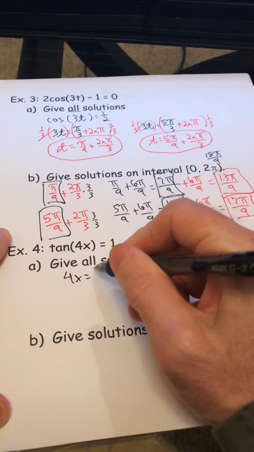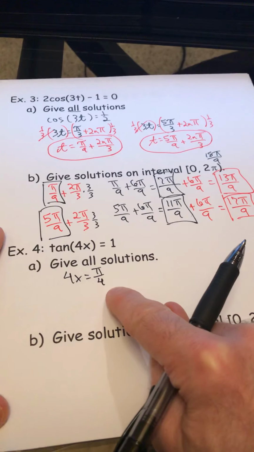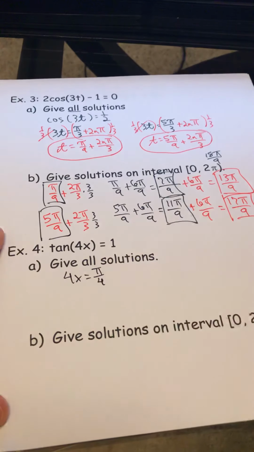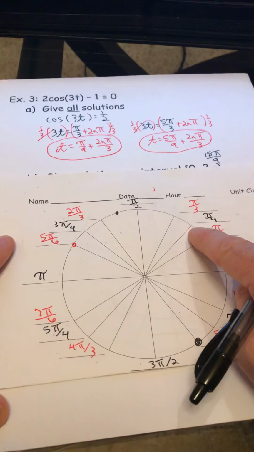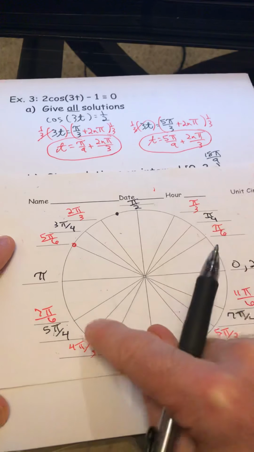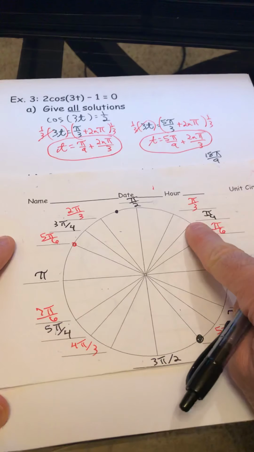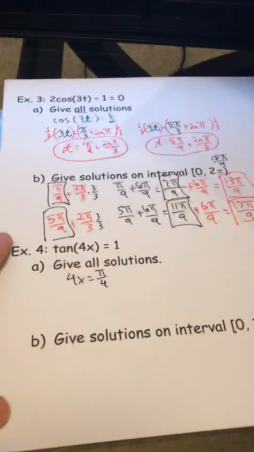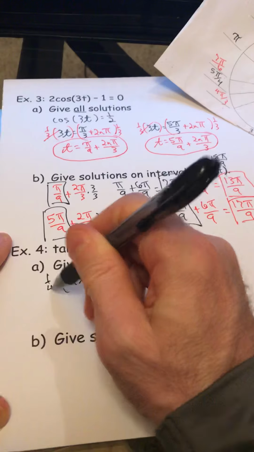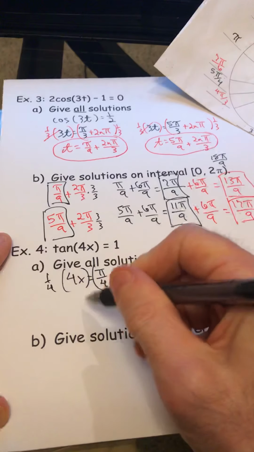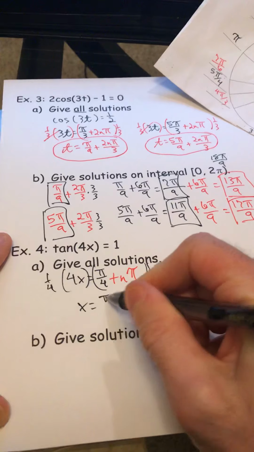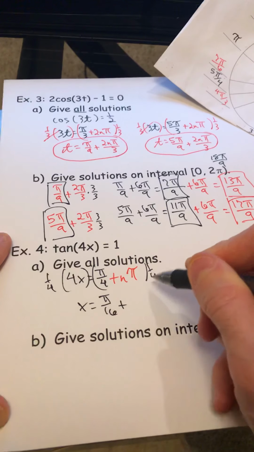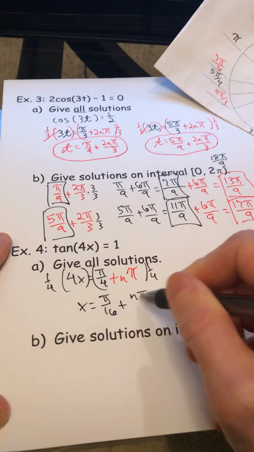pi over 4. Now, from here, tangent, if you remember, again, I know it's been a little while since we've talked about it, tangent only has a period of pi. So I'm only going to list one answer initially, and then plus n pi. Now the last thing we have to do here, again, multiply by 1/4. So x will equal, when you distribute, pi over 16 plus n pi over 4.